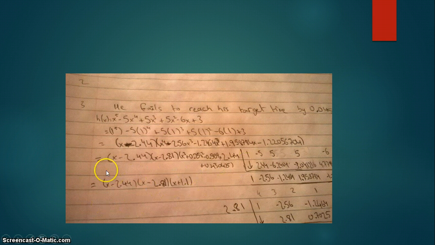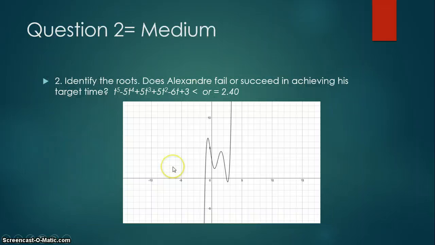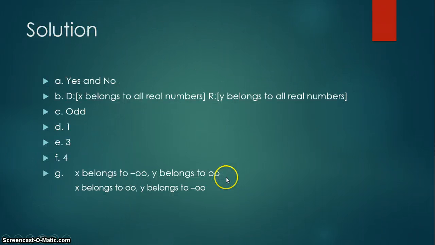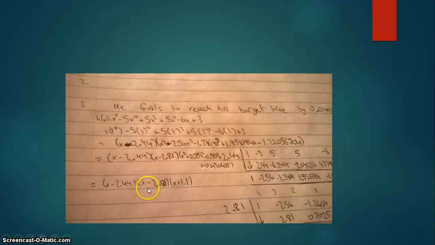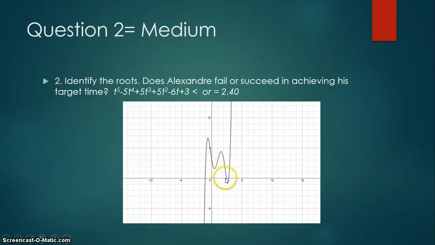So I was just left with three zeros, and to make sure I was right, I confirmed it by graphing it, and it gave me these three zeros. So we get -1.1 right here, and then we got -2.4. And we got 2.44 right here, and we got 2.81 right here, and these were our roots or zeros.